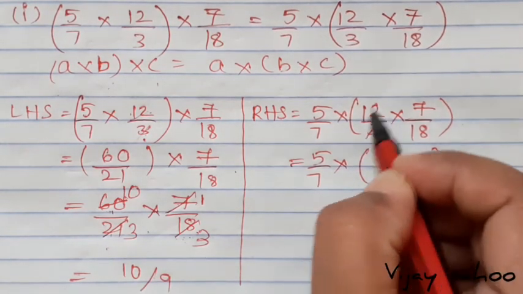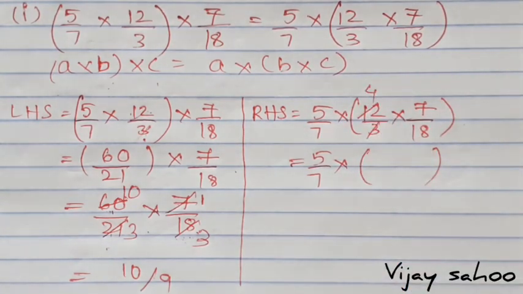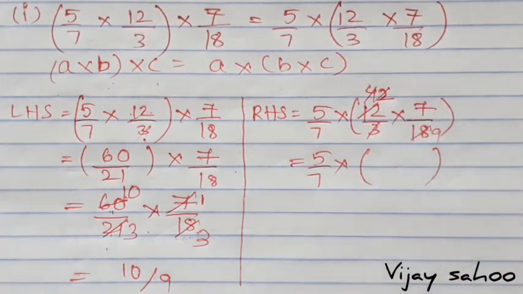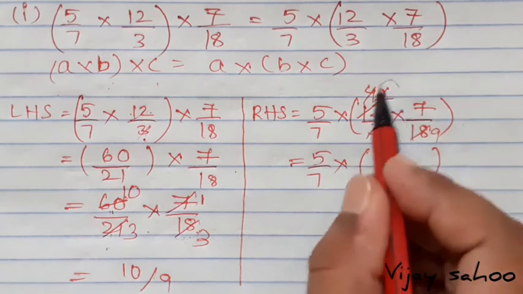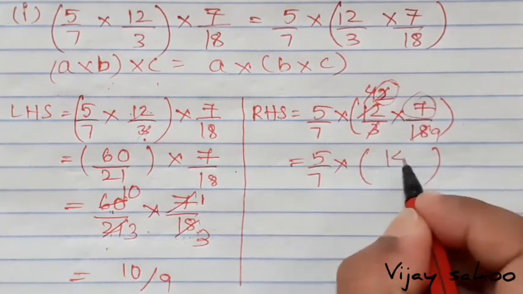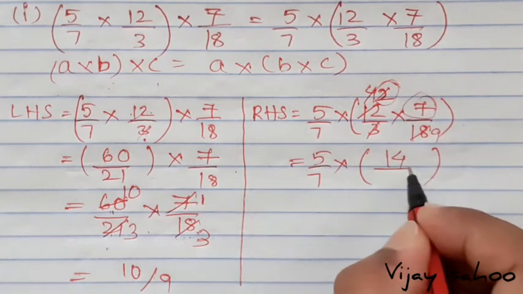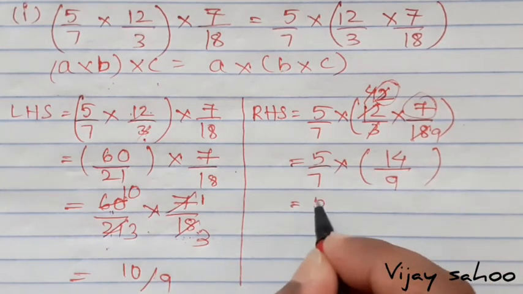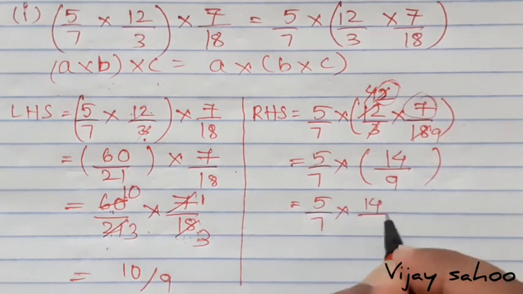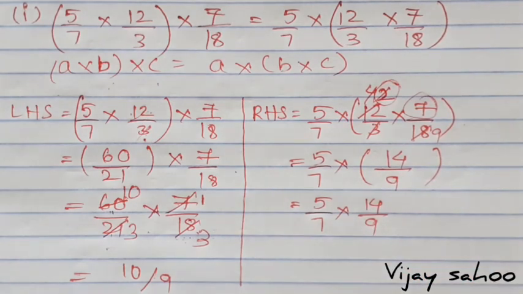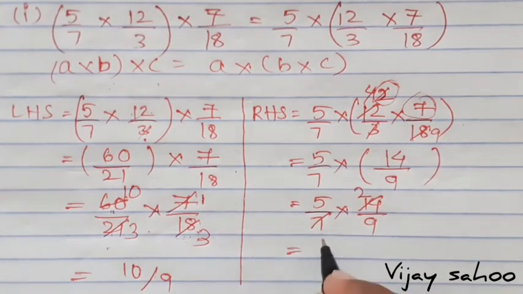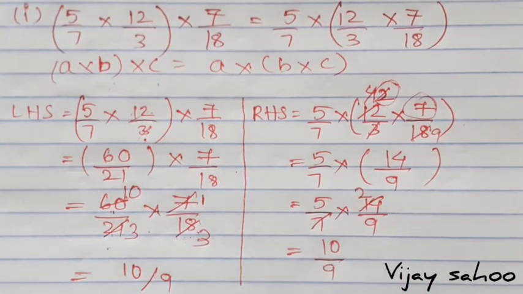So 3 multiplied by 4, right? 2 2s are 4, 2 9s are 18... So what is left at the numerator? That is 2 multiplied by 7, that is 14, and the denominator is 9. So what is left out? 5 by 7 into 14 upon 9. 7 2s are 14. So what is the next one? That is 5 into 2, that is 10 upon 9.